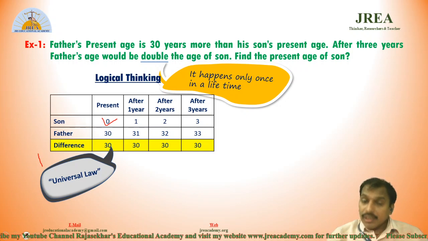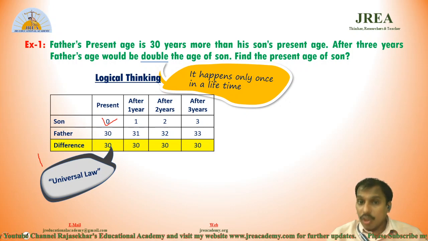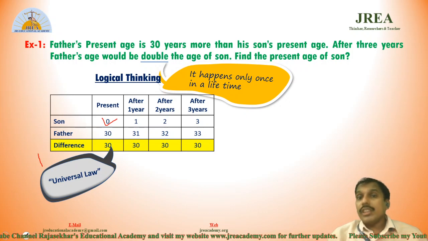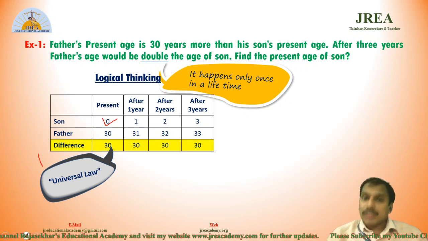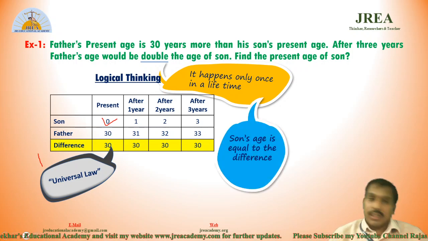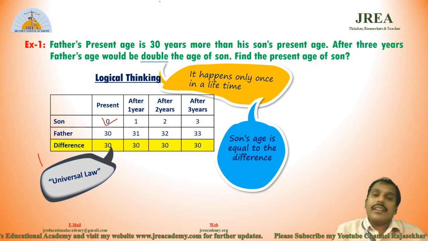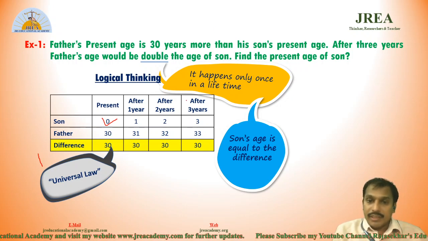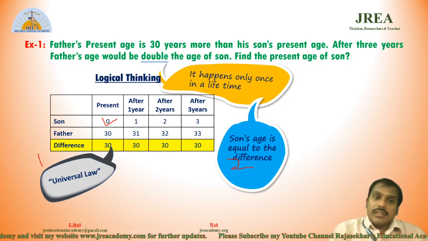That means if the son's age is equal to the difference of the ages of the father and son, then you will get double the age of the son. And this is the second logic behind this problem.